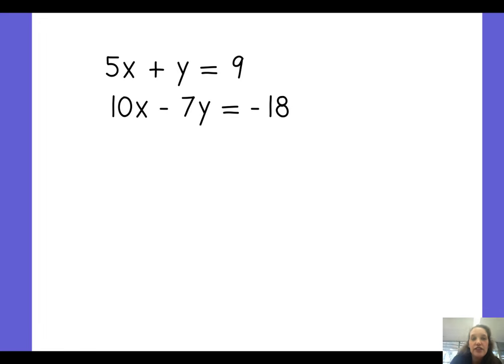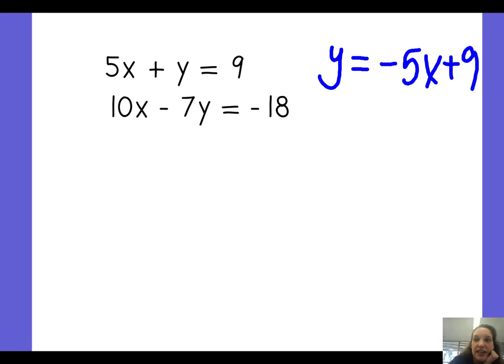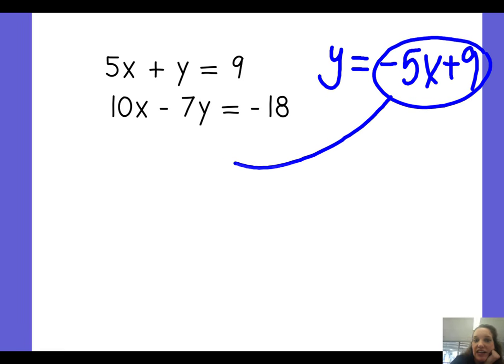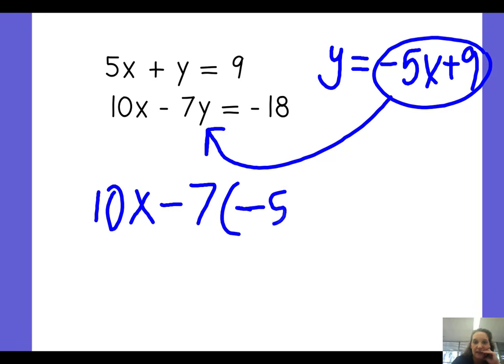So, substitution is where you would isolate a variable. I'm noticing in this first equation, my y is already by itself, so I would isolate the y. I would subtract the 5x from both sides, so that would be negative 5x plus 9. And then I can take negative 5x plus 9 and substitute it into the second equation for y. So instead of y, I can write negative 5x plus 9 equals negative 18.